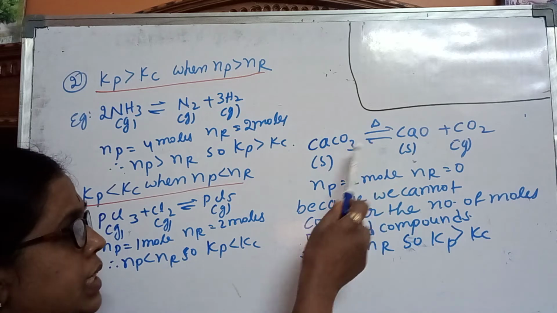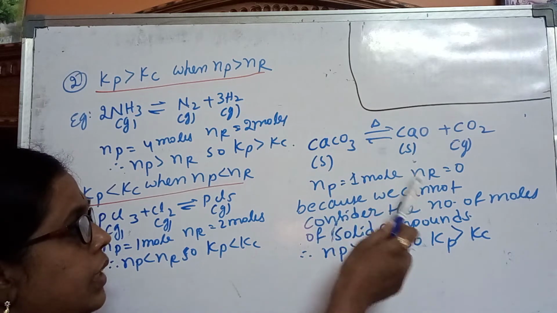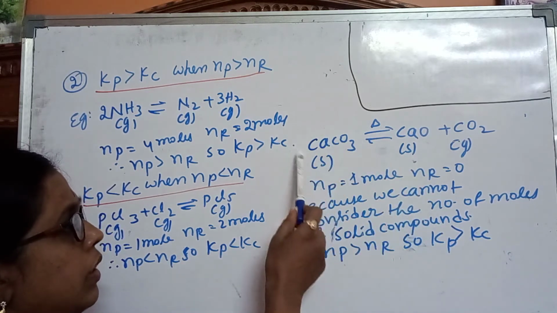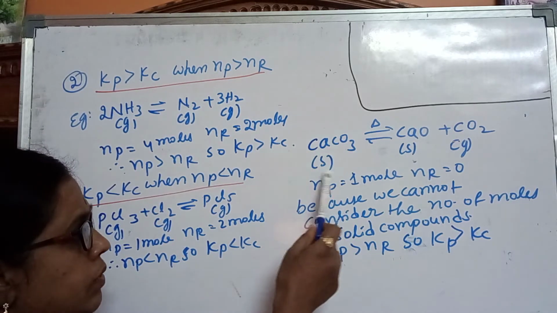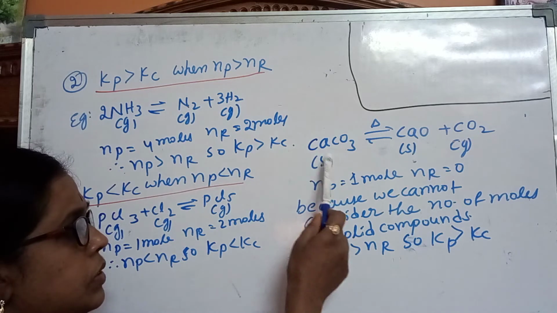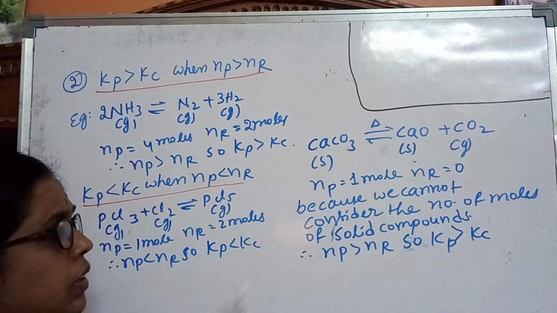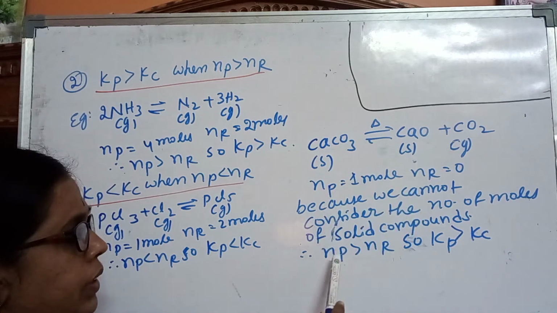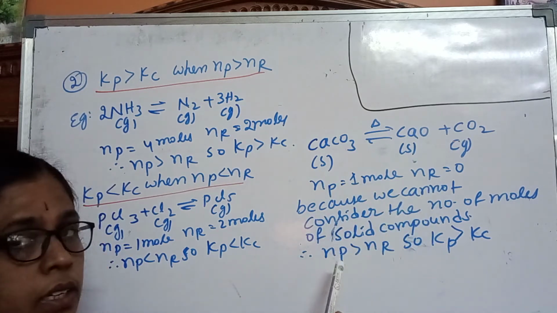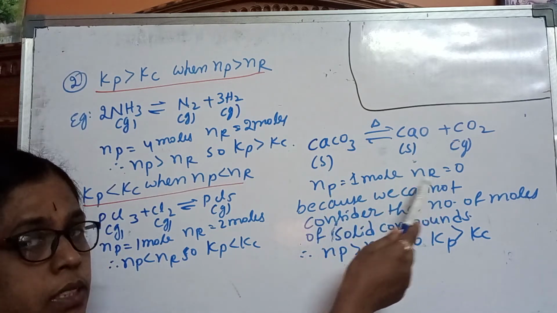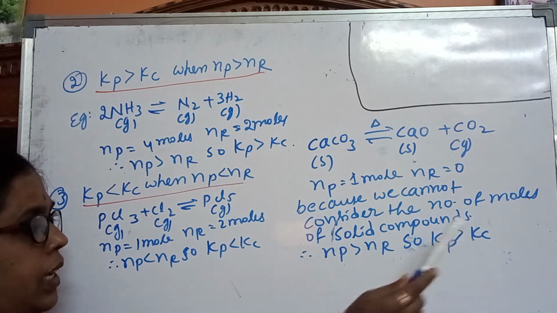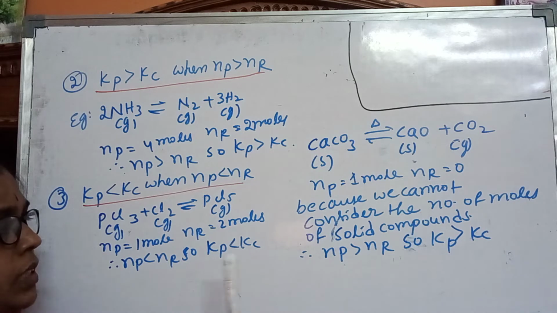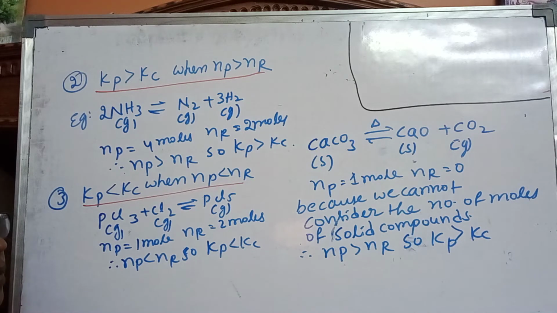So for this reaction Np is equal to 1 mole, Nr is equal to 0. Why? Because here the 1 mole of calcium carbonate is the reactant, but it is present in solid state. So Nr is equal to 0. From these values we know that Np is greater than Nr: Np is 1 mole, Nr 0. So Kp is also greater than Kc. These are some examples that give the relation between Kp and Kc.